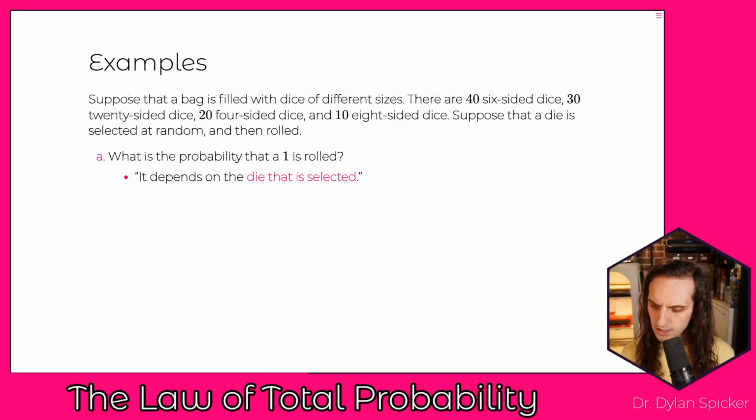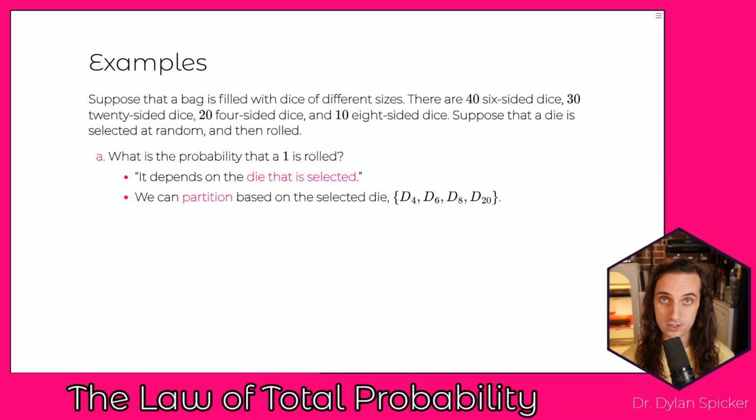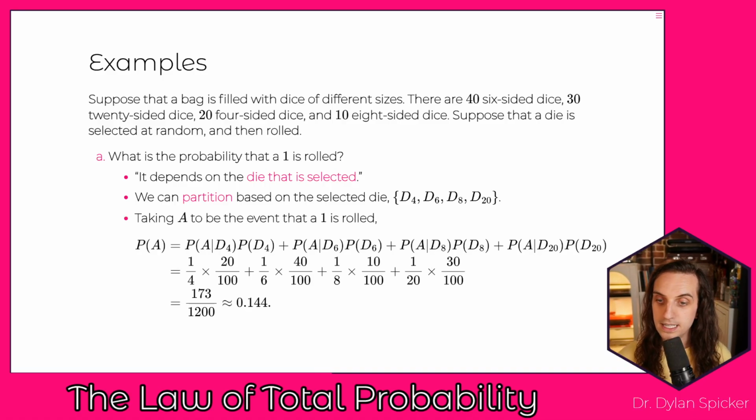Okay, so how does this all come together? We can partition based on which die we are selecting: D4, D6, D8, or D20. A is going to be the event that a 1 is rolled. So we take conditional probability times marginal with selecting a 4, conditional times marginal with selecting a 6, conditional times marginal with selecting an 8, and conditional times marginal with selecting a 20.